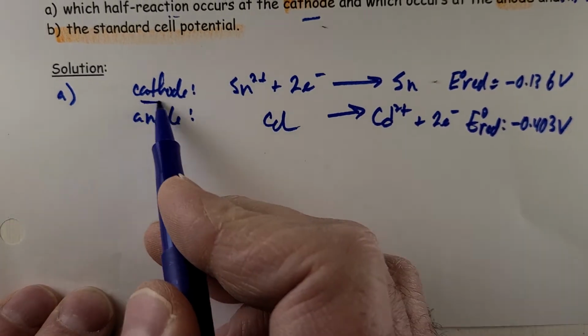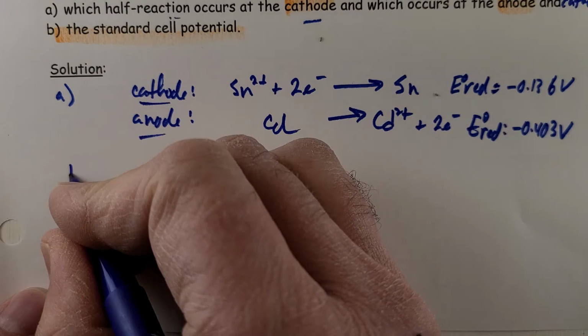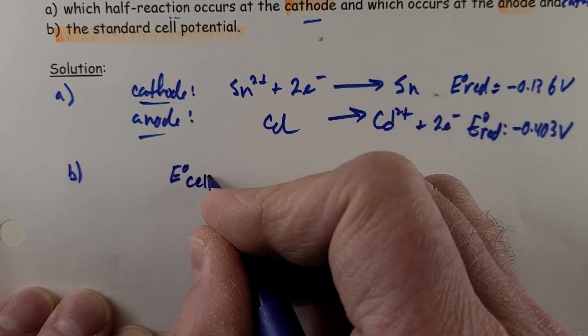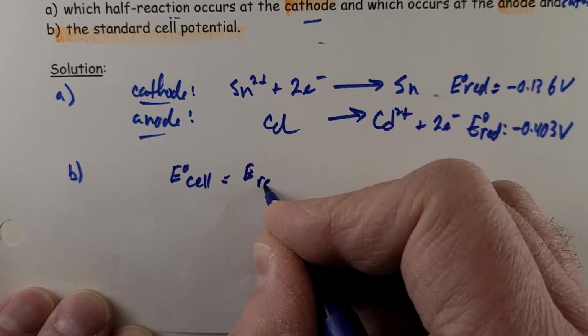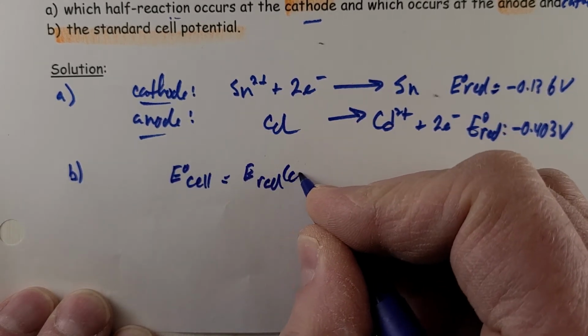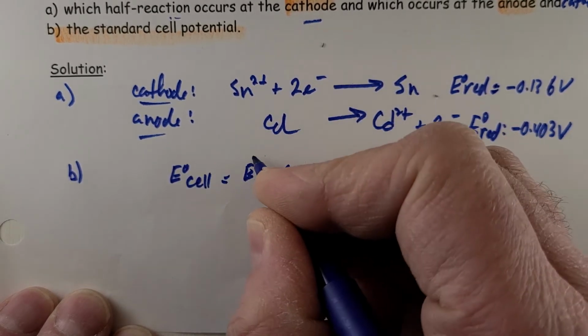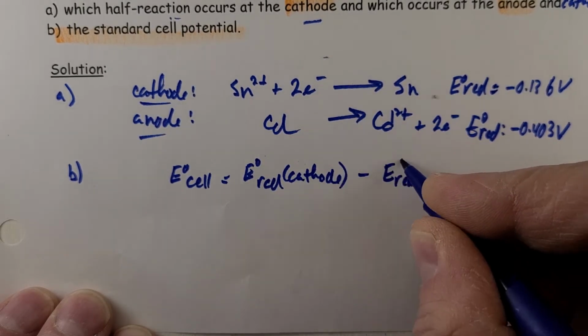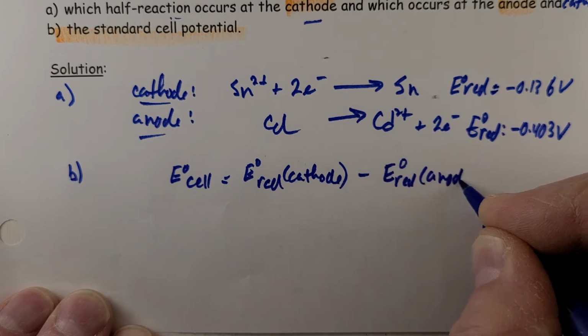So we have the 2 reactions at the anode and cathode. Now we can set this up. E cell is the reduction potential at the cathode minus the reduction potential at the anode.